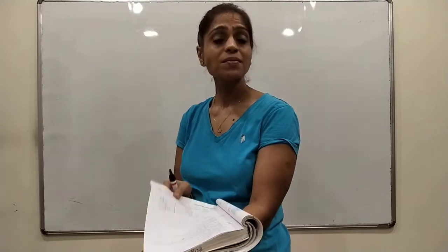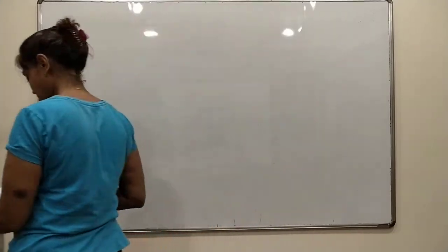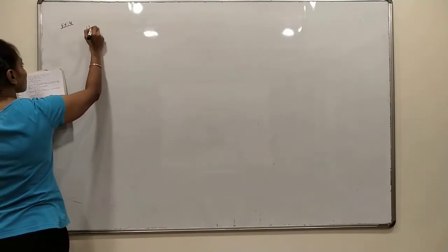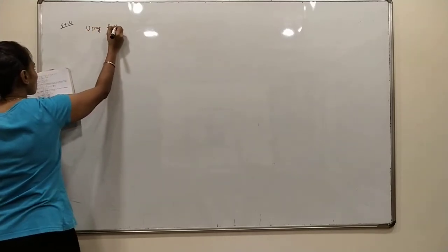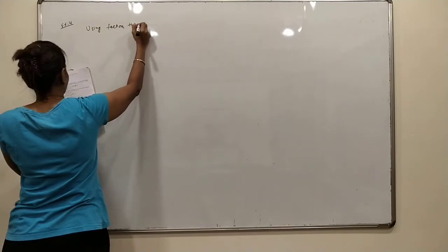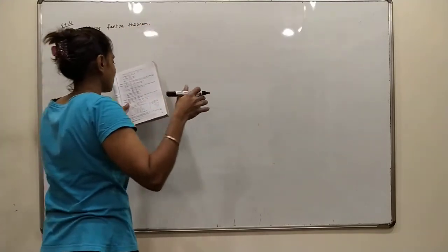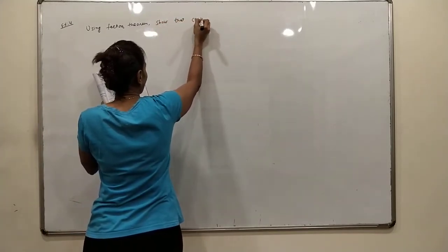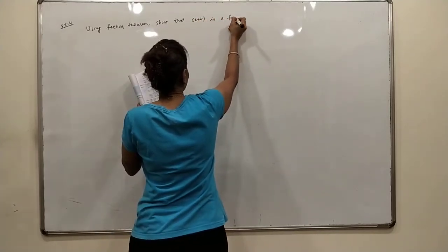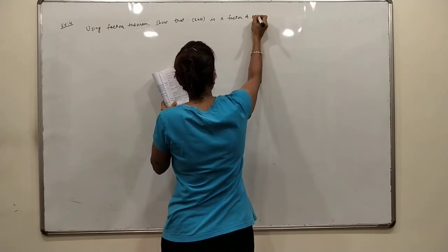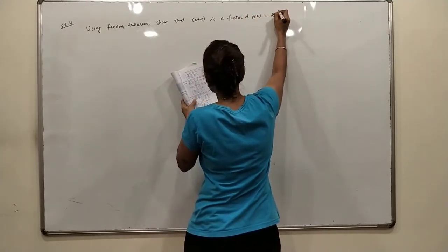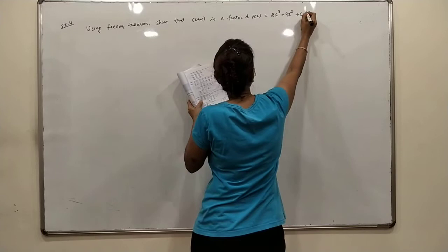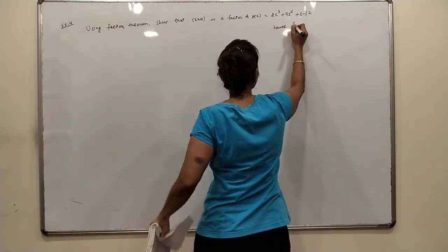Example number 4. Using factor theorem, not actual division, factor theorem, show that x plus 4 is a factor of p of x, 2x cube plus 9x square plus x minus 12, and hence factorize it.